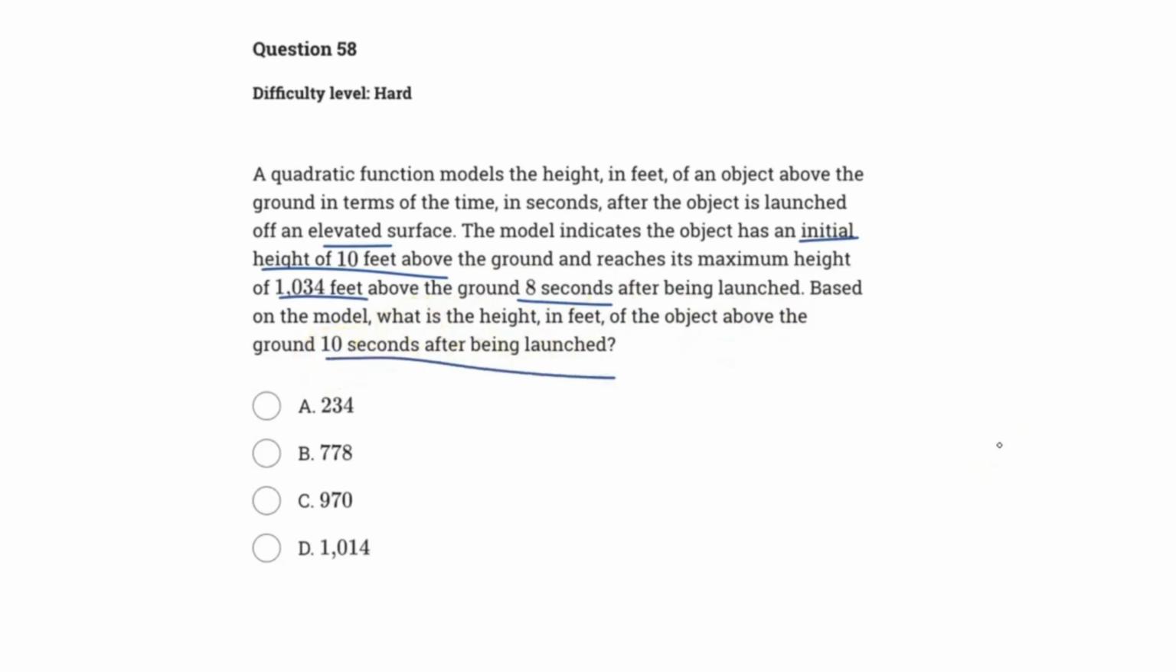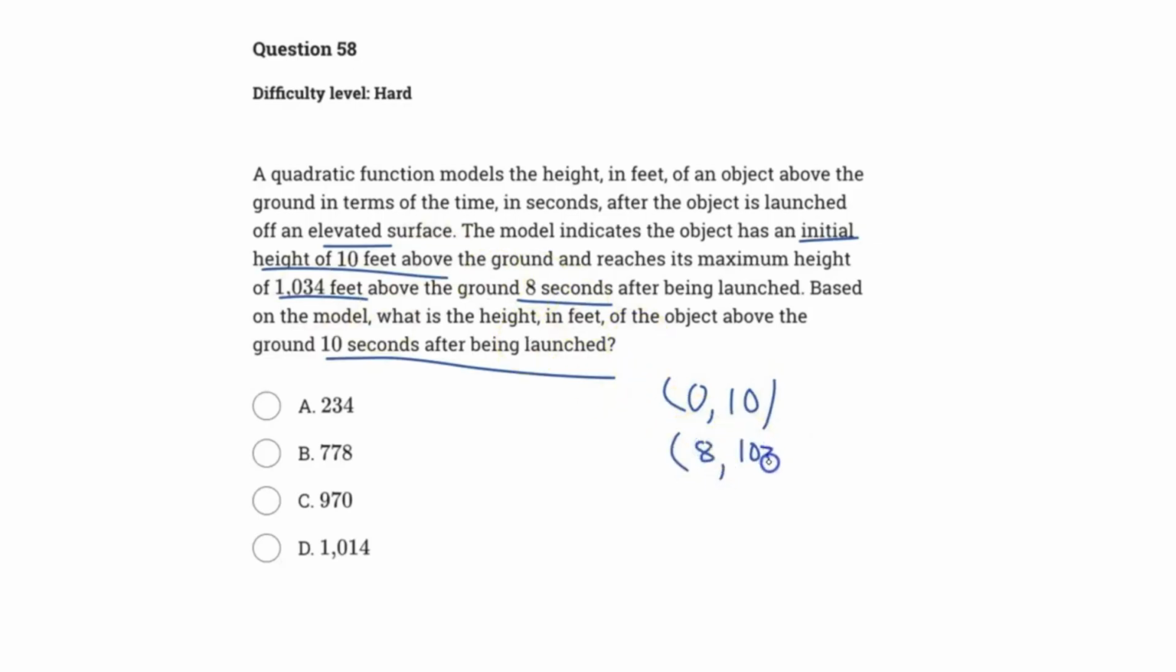So a really easy way to solve this problem is just to use Desmos, right? I know it's crazy, Desmos is so easy to use. The only problem here is you have to do a little extra thinking, because they don't give you all the coordinate points that you need. We do know a couple things. We know that the initial height is 10 feet above the ground. So when x is 0, we're going to have a value of 10. So that's our first coordinate point. And they also give us the maximum value of 8 seconds after being launched.